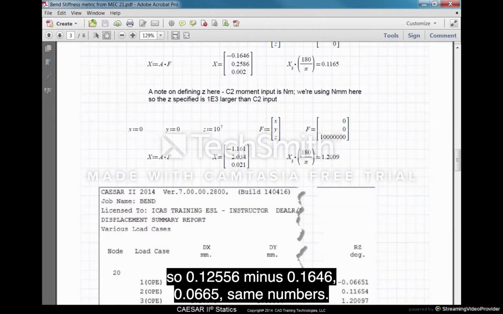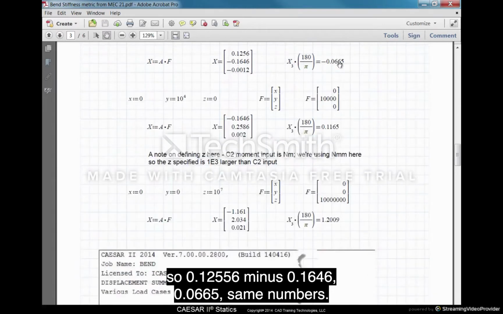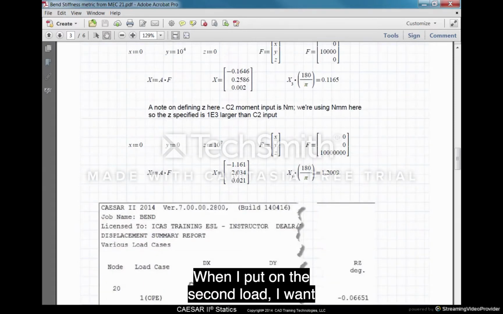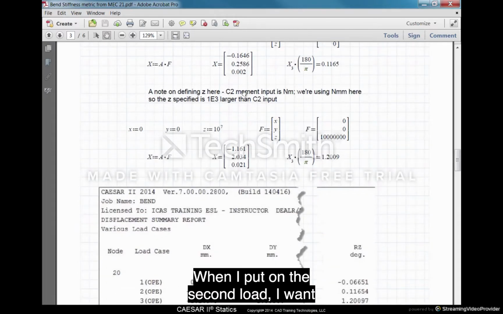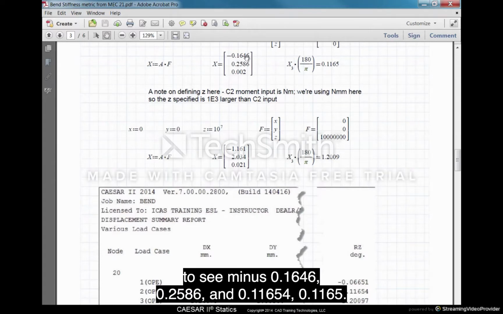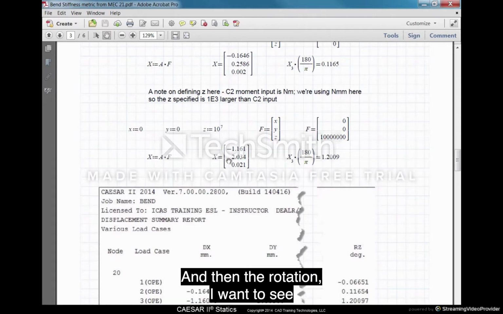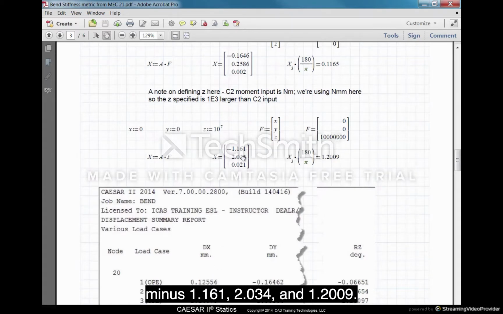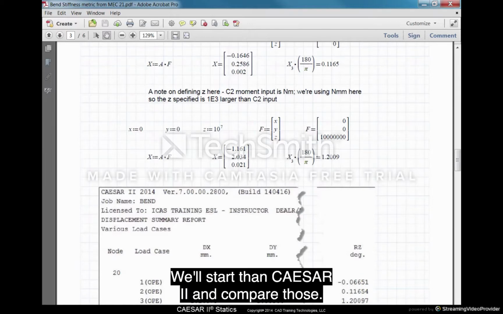So 0.1256, minus 0.1646, 0.0665. Same numbers. When I put on the second load, I want to see minus 0.1646, 0.2586, and 0.1165. And then the rotation, I want to see minus 1.161, 2.034, and 1.2009. We'll start that in Caesar 2 and compare those.